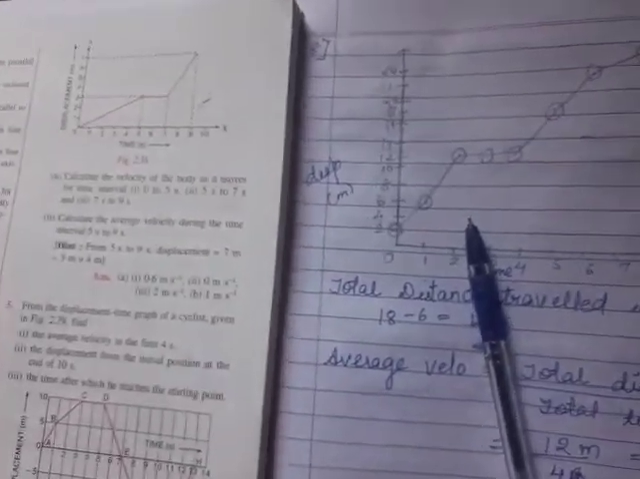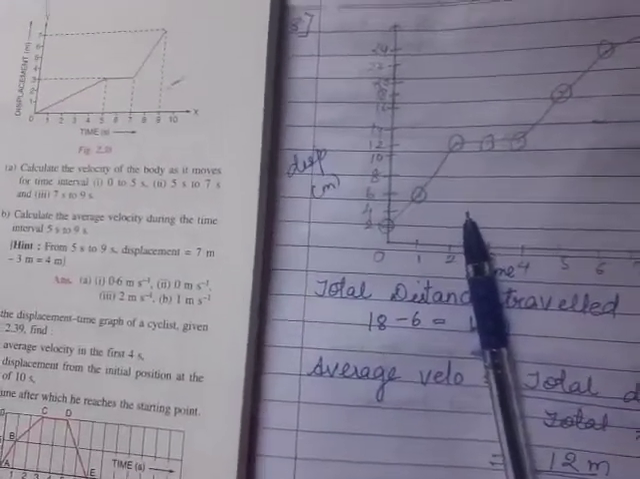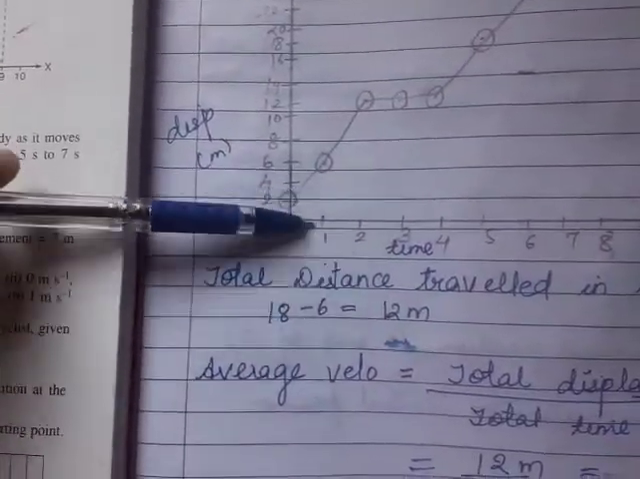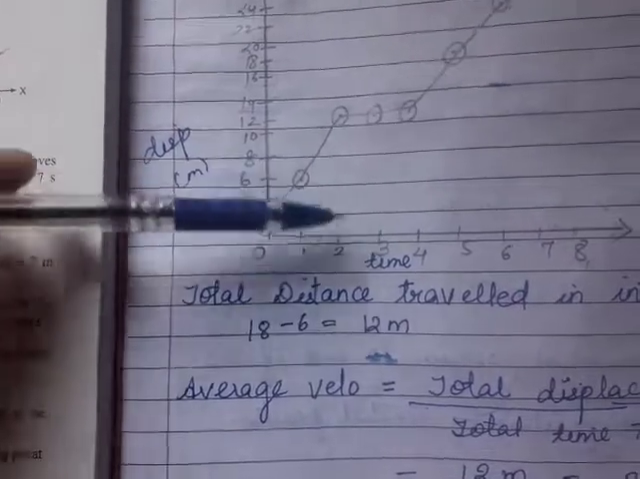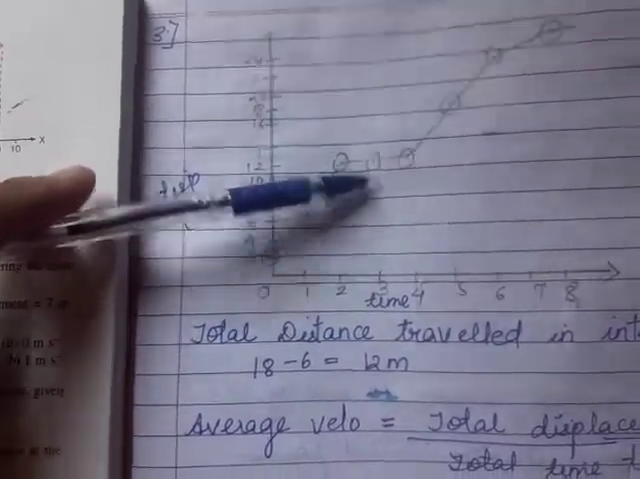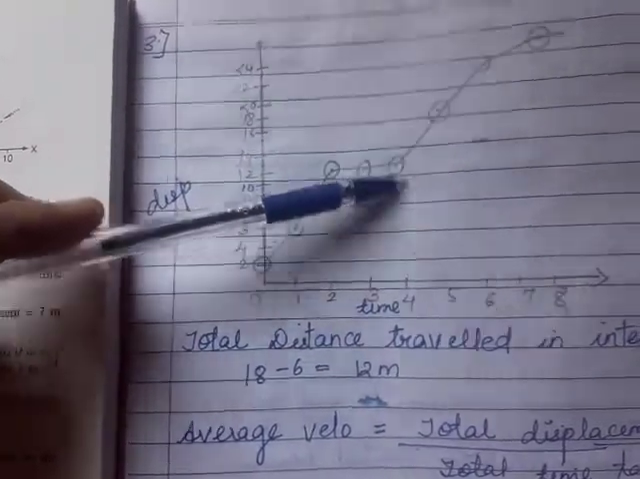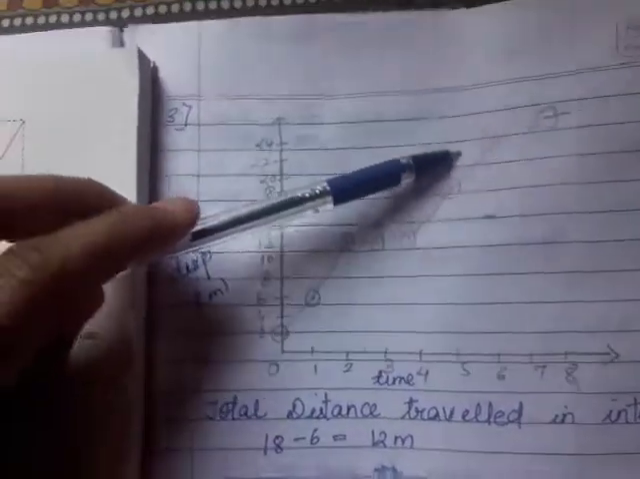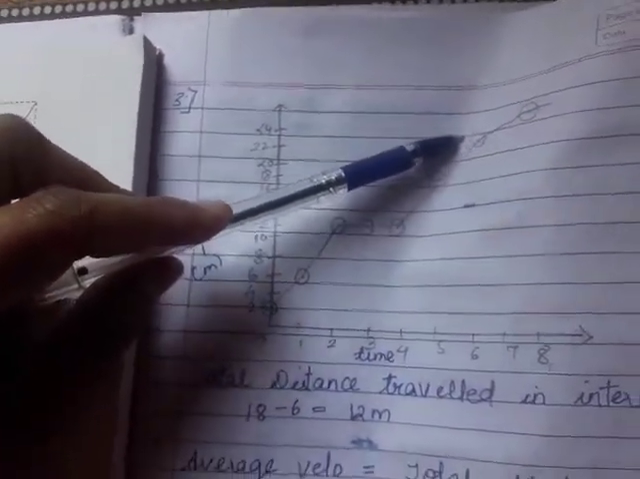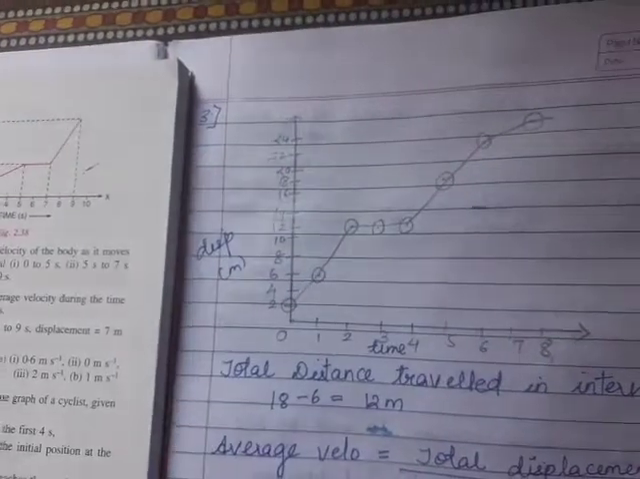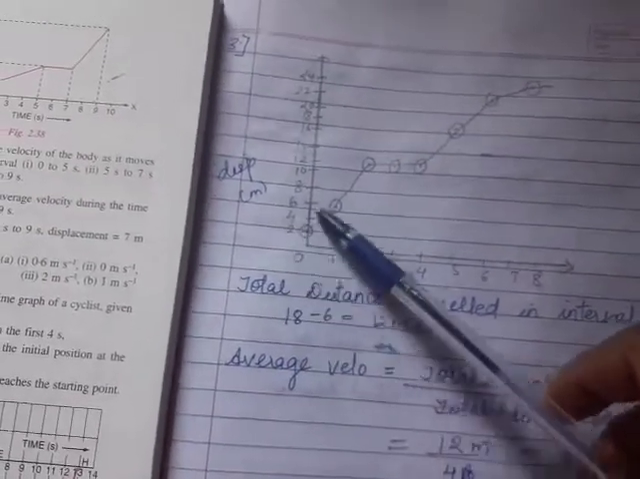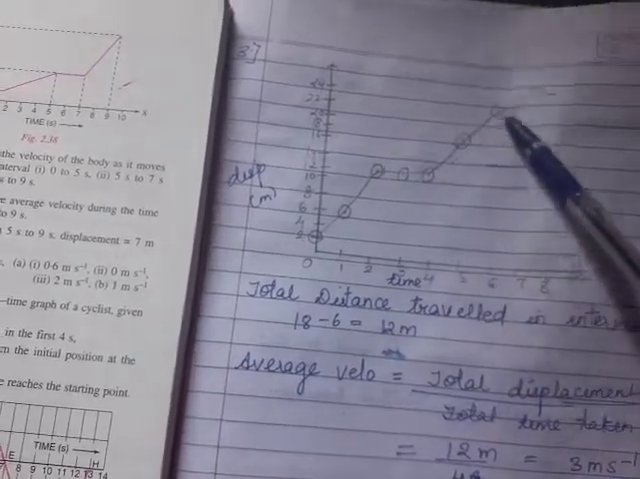So first it was 0 and 2. For 0 seconds the displacement was 2. For 1 second it was 6. For 2 seconds it was 12. 3 seconds also 12. And for the fourth second also it was 12. Then afterwards it shot up, that is at 5 it went to 18. Okay, and then at 6 it was 22 and at 7 it was 24. So you can see that afterwards I joined the lines. Here you can see it rose, then it was constant here, and then again it rose.